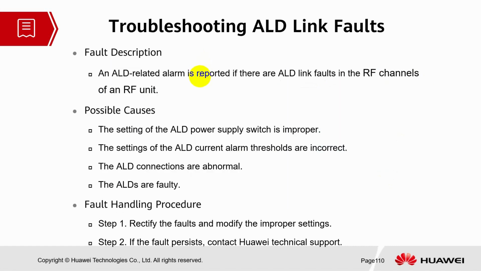So how to troubleshoot an ALD link fault? Fault description: an ALD-related alarm is reported if there is an ALD link fault in the RF channels of an RF unit. The possible causes are that the ALD power supply switch setting is improper, the settings of the ALD current alarm thresholds are incorrect, the ALD connections are abnormal, or the ALDs are faulty. So how to handle it? Rectify the fault and modify the improper settings. If the problem persists, contact the Huawei project team for a solution.